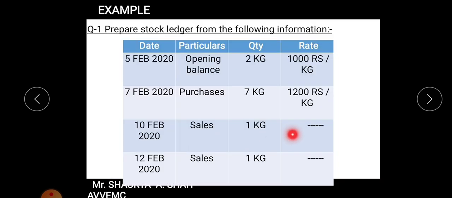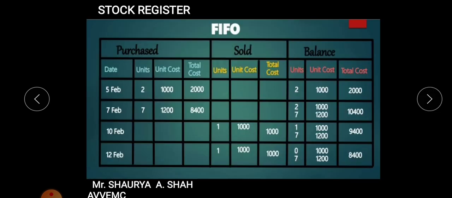Again, I have sold 1 kg on 10th of February, right? So in the issue column, I will write down 1. Now this is your FIFO method, students.